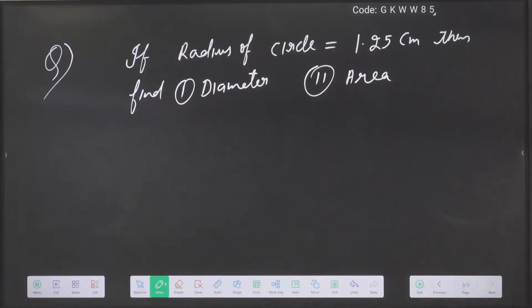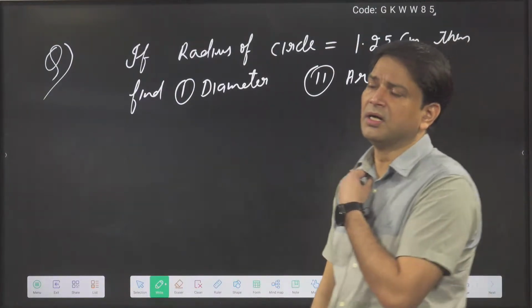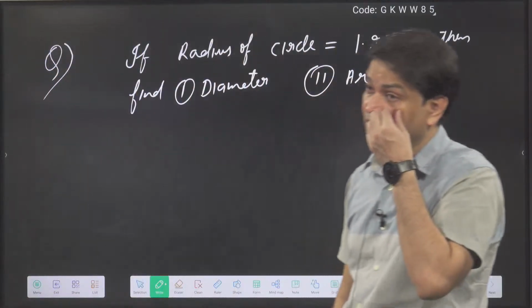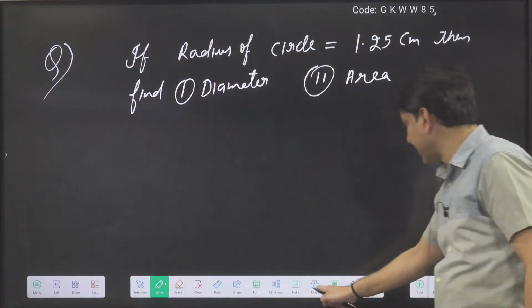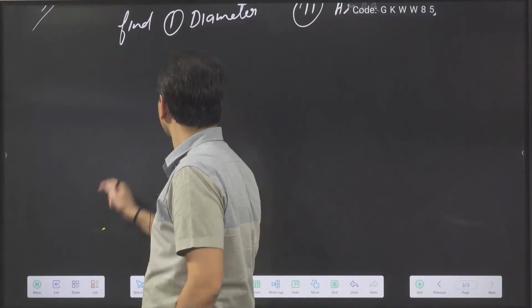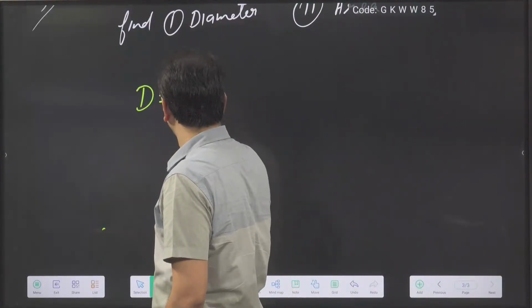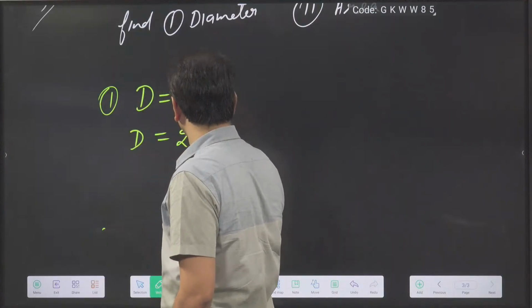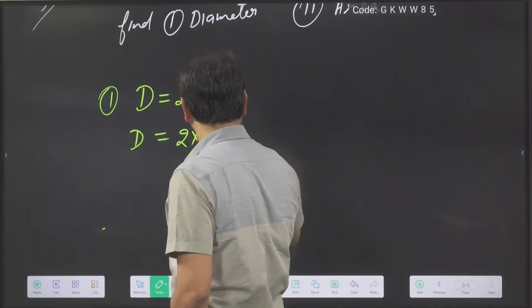Suppose I am saying the radius of the circle is 1.25 centimeter, then we have to find the diameter of the circle and the area of the circle with correct significant figures. Now, diameter and radius relation, what do we know? D is equal to 2R. Then D, what can I say, is 2 into R. R, what I gave, is 1.25.